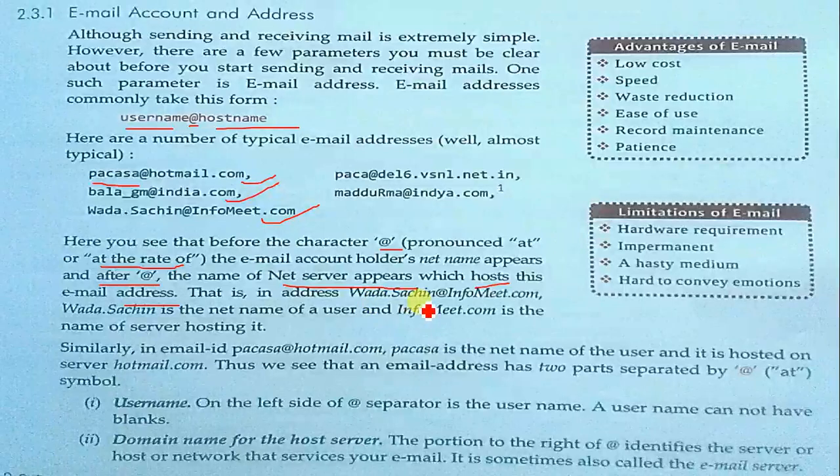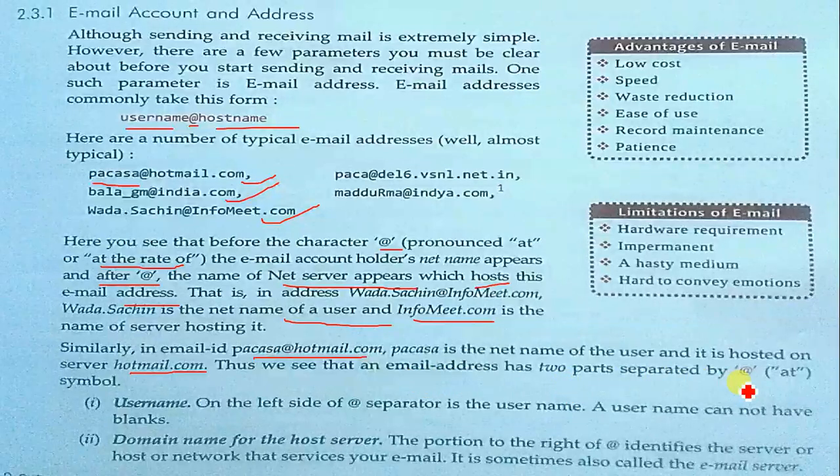That's the address vada.sachin@infomeet.com. vada.sachin is the net name of the user, and infomeet.com is the name of the server who is hosting it. So similarly, an email ID pakasa@hotmail.com, where pakasa is the net name of the user and hotmail.com is the host or domain website address.